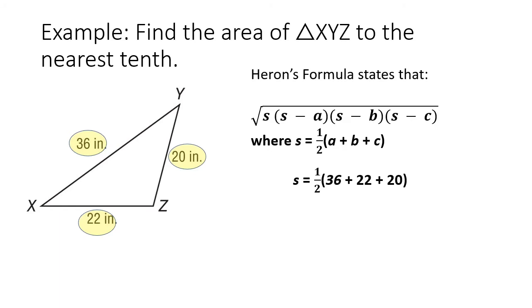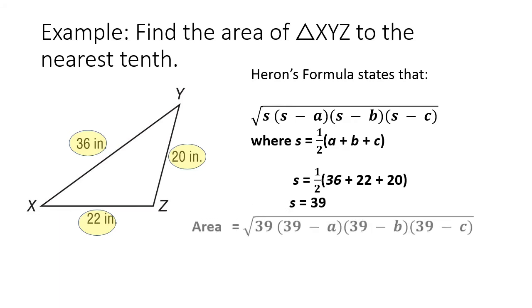Here's how you know it doesn't matter which side you call A, B, and C. 36 plus 22 plus 20 is the same thing as saying 20 plus 22 plus 36, or 22 plus 20 plus 36. No matter which way you arrange it, you're just adding them all together and taking half of the sum. So some people will just say S is half the sum of all three sides. Our magical number S is 39 for this example.